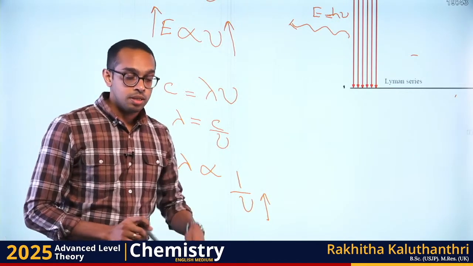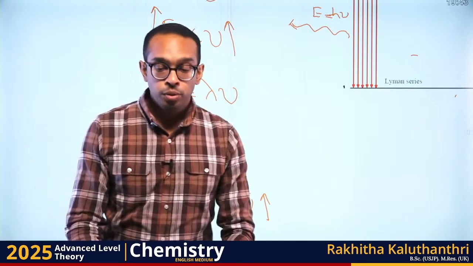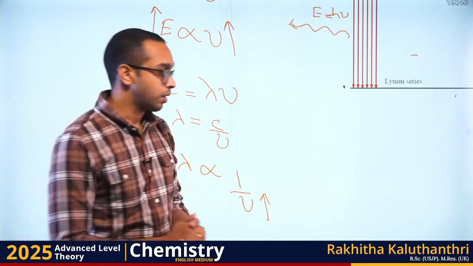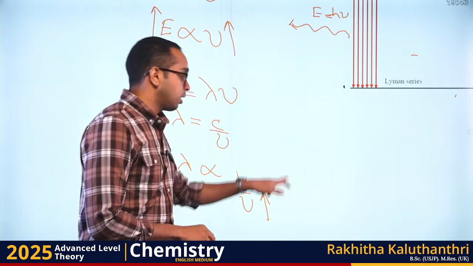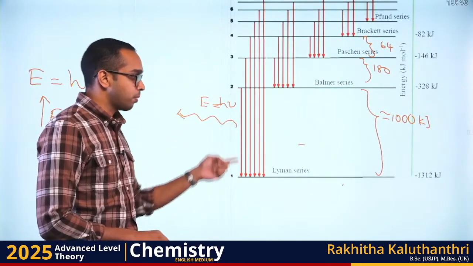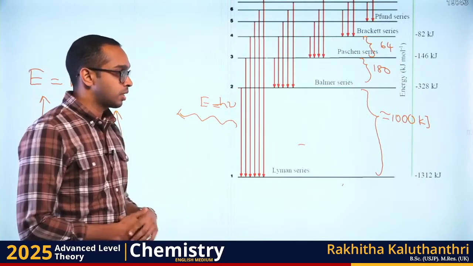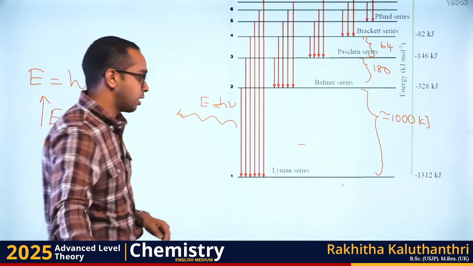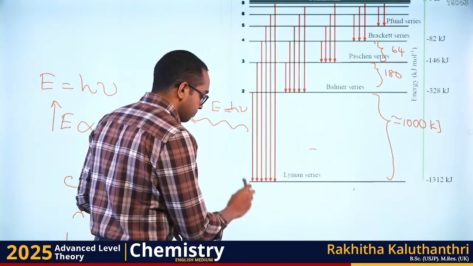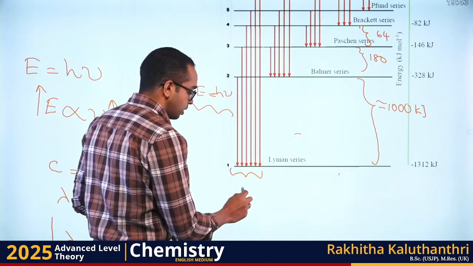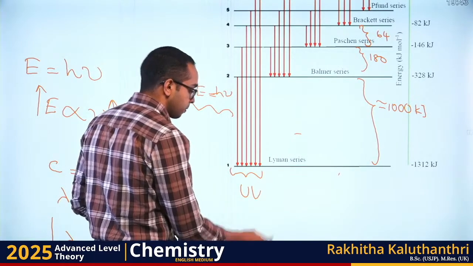Okay, students. So you can actually talk about the frequency of the radiation that is emitted and the wavelength of the radiation that is emitted using this knowledge. And you can see, since there's a huge energy gap, the energy released when it comes to this Lyman series, all of them actually release energy in the UV region.